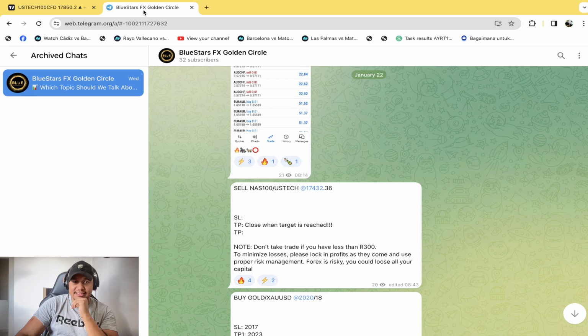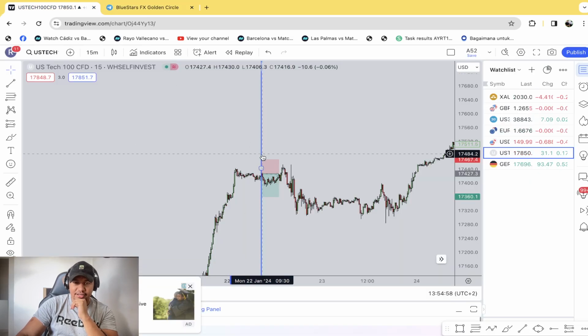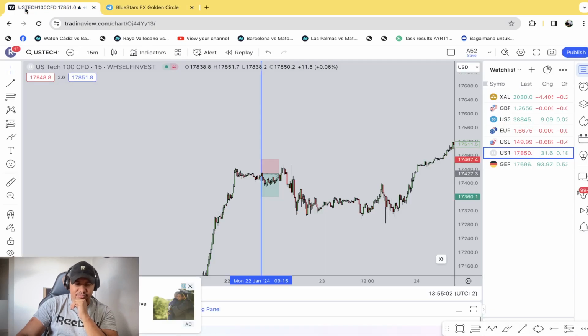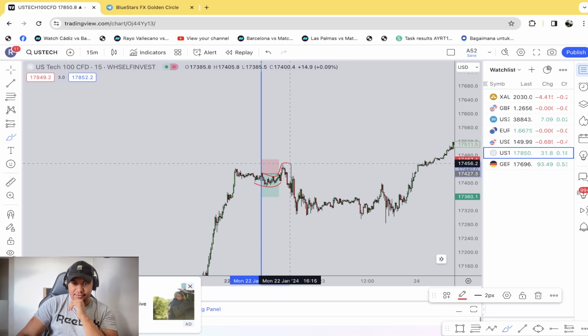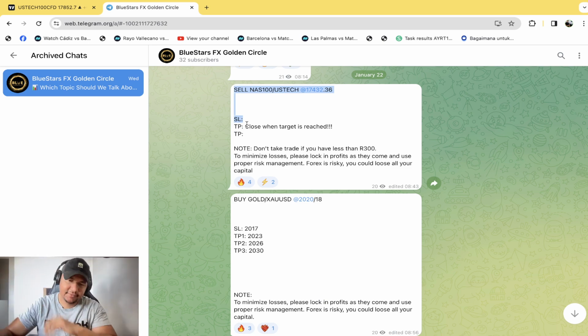Okay, here's a Nasdaq signal. There you can see, sent on the 22nd of January, just after 9. Just somewhere there, right? And then we have this nice move down, some drawdown, and then a dump to the downside. But again, no stop loss, nothing.